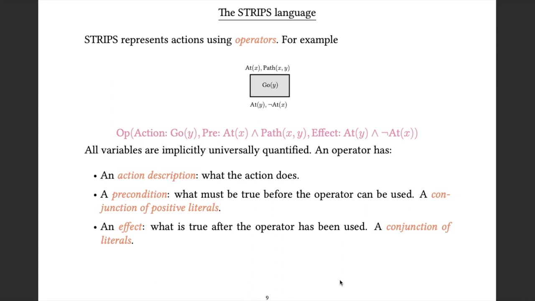And in general, we will just have here an action description, a list of preconditions that are required in order for the action to be used, and a list of effects, which are things that are true after the action has been used.